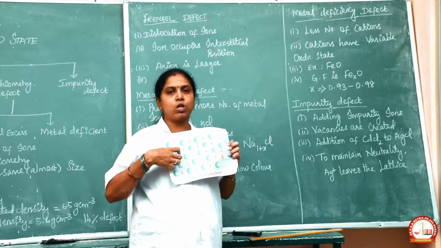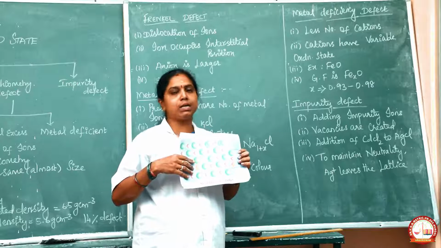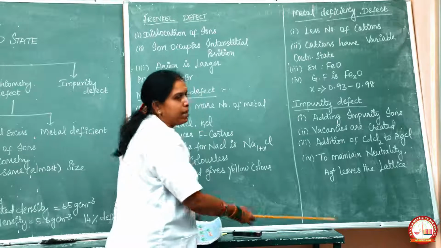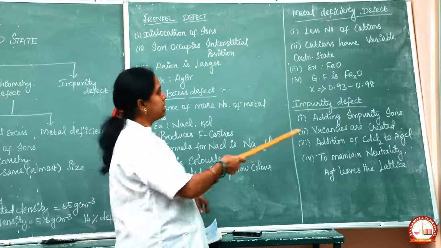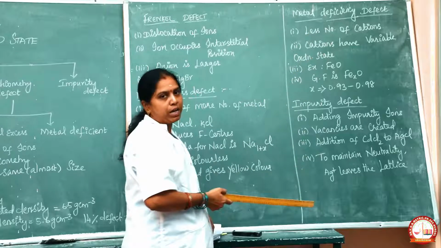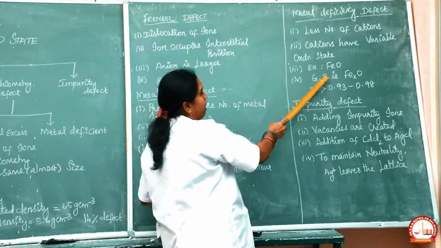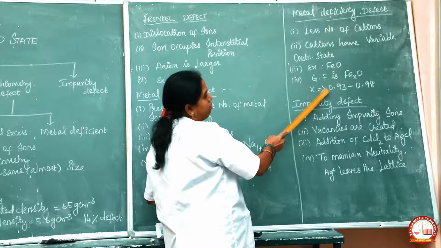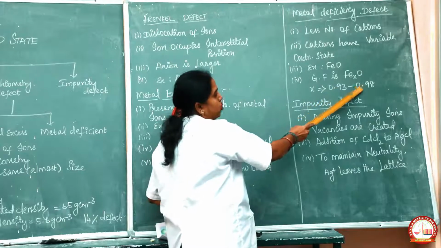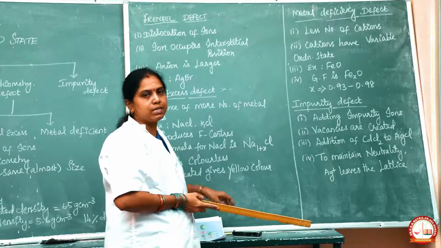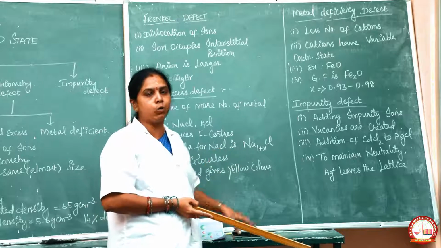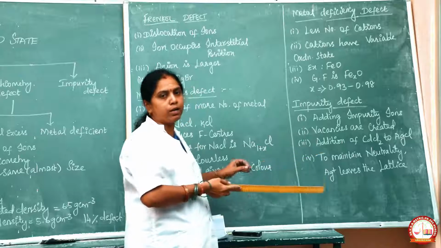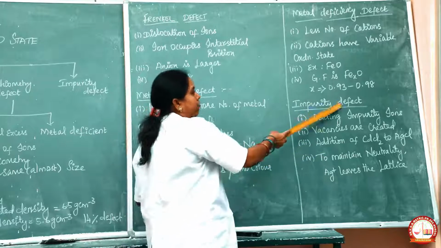So here when you count the number of Fe2 plus and Fe3 plus with the oxide ions, the iron atoms will be fewer. So it is termed a metal deficiency defect, and the general formula for iron oxide is given as FeXO. Here the X value ranges from 0.93 to 0.98, and this is somewhat less when compared to the anions. Next, the final point defect is impurity defect.